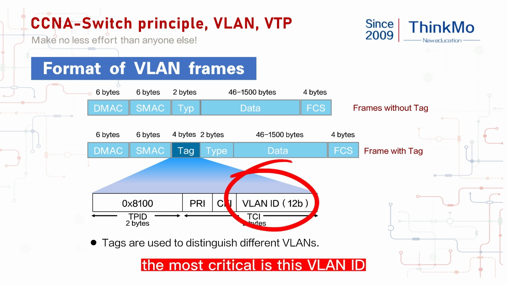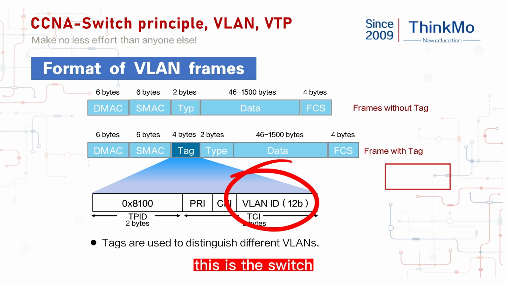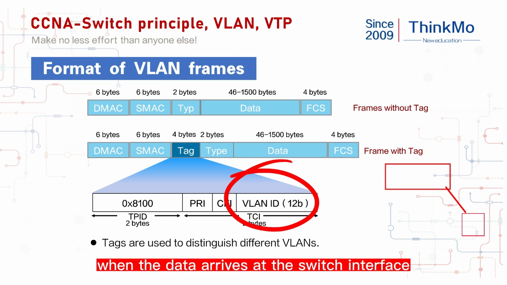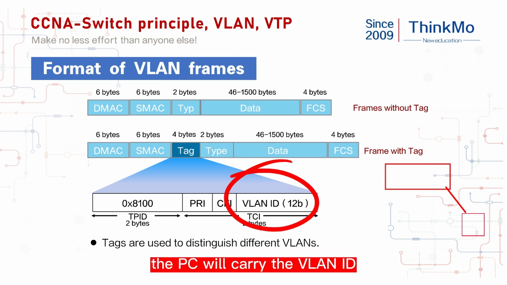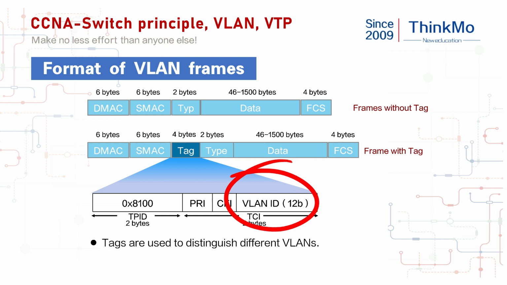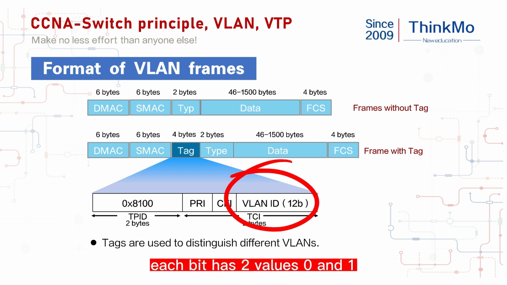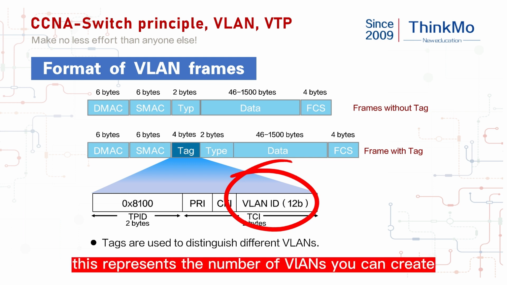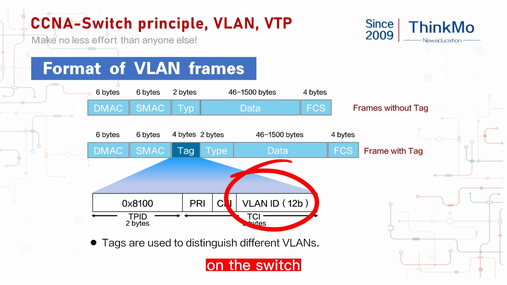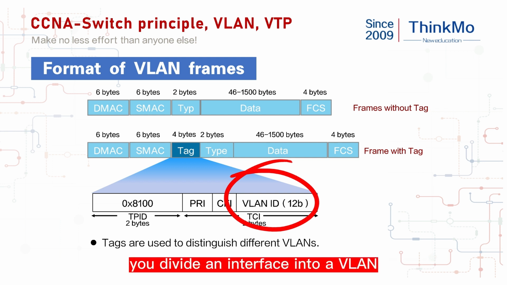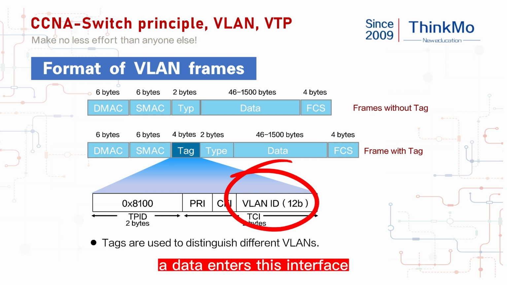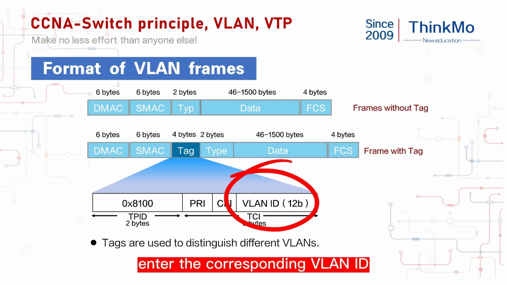The most critical field is the VLAN ID. This is the switch, and this is a PC. The PC sends data, and when the data arrives at the switch interface, it will carry the VLAN ID. The VLAN ID is written as 12 bits. The VLAN ID has a range. It represents the number of VLANs you can create on the switch. You divide an interface into a VLAN, and when data enters this interface, it gets the corresponding VLAN ID.